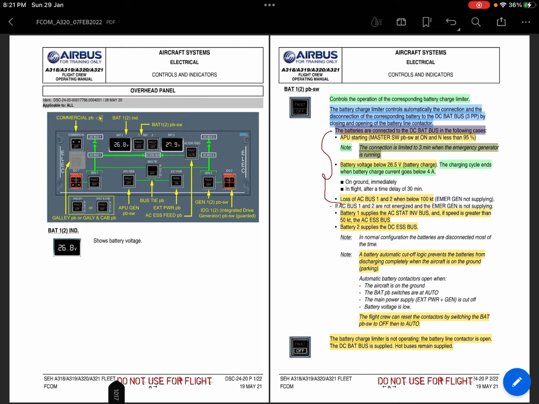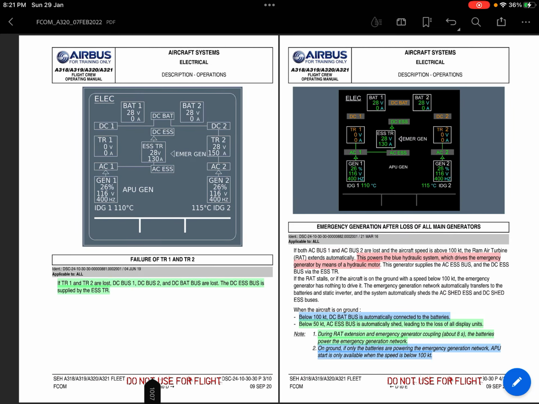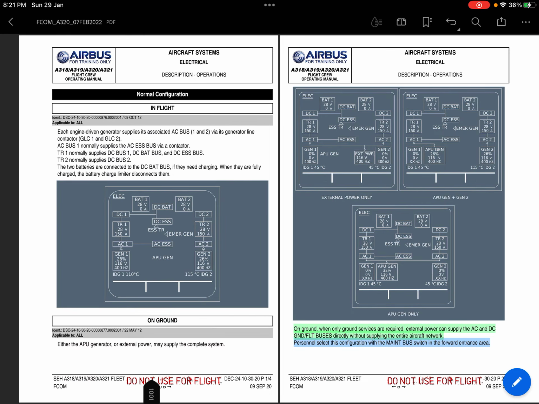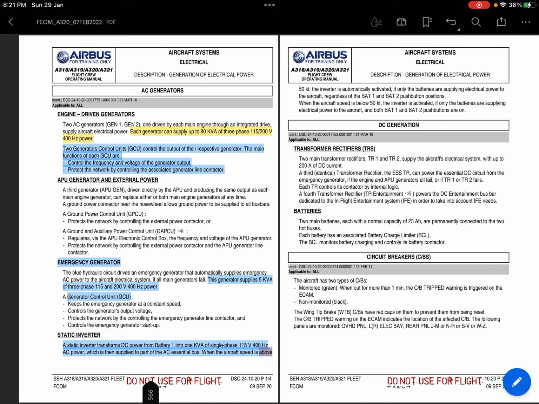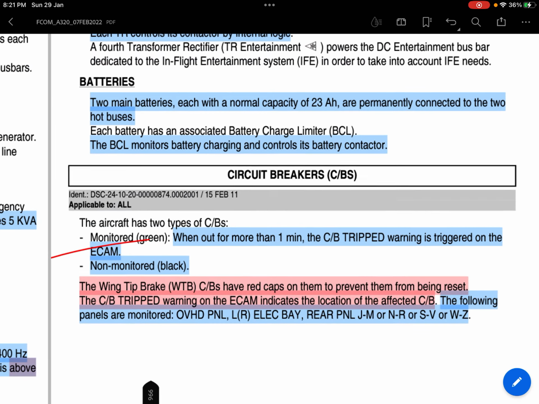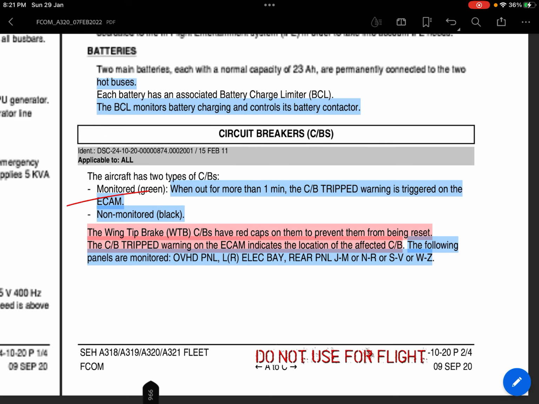I don't exactly know where it is, but I'll find it definitely. If it is in electrical, then okay, here it is. There are two types of CBs. Monitored ones are green: when out for more than 1 minute, a CB tripped warning is triggered on the ECAM. Black ones are non-monitored, right? I hope it is clear.